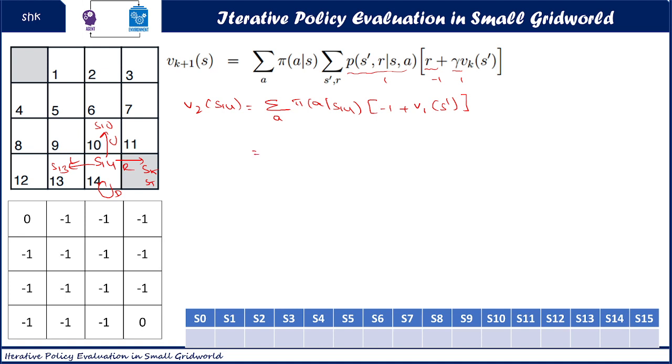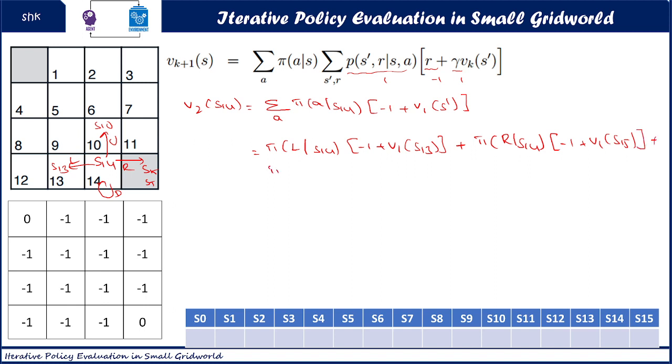Now expanding for all the four actions, that is left, right, up and down, we can write the probability of left action from S14 state times minus 1 plus V1 of S13, since when we take the left action the next state is S13, plus the probability of right action from S14 state. When you take the right action from S14 state, we reach the terminal state, that is V1 of S15.